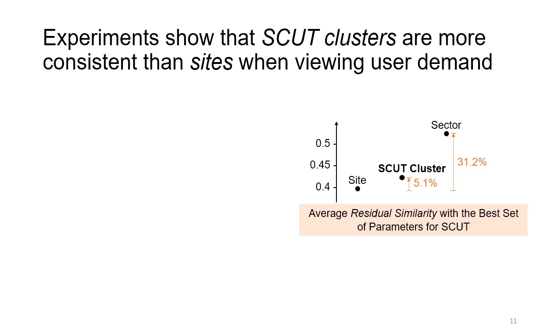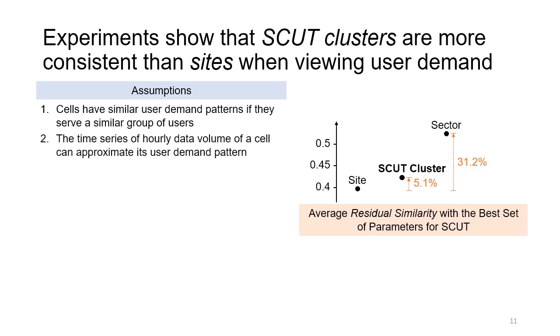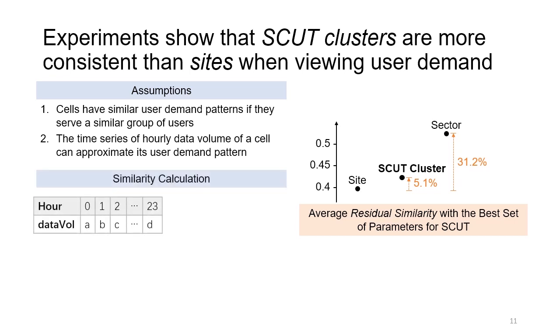Let me explain how we obtained the numbers in the chart. First, we made the following assumptions. 1. Cells have similar user demand patterns if they serve a similar group of users. And 2. We can use the time series of hourly data volume of a cell to approximate its user demand pattern. That's where the cell performance data comes in. We use the time series of hourly data volume per day per cell to represent the demand pattern of a cell for the day. And we do this comparison day by day across the whole month.